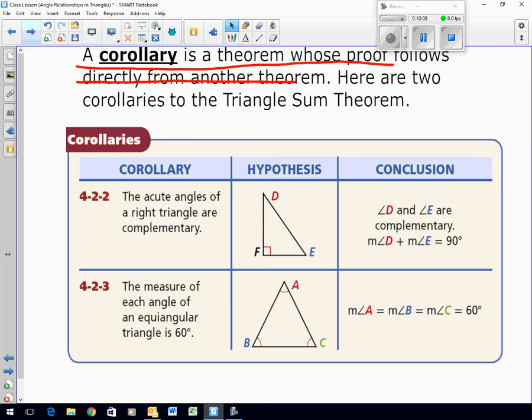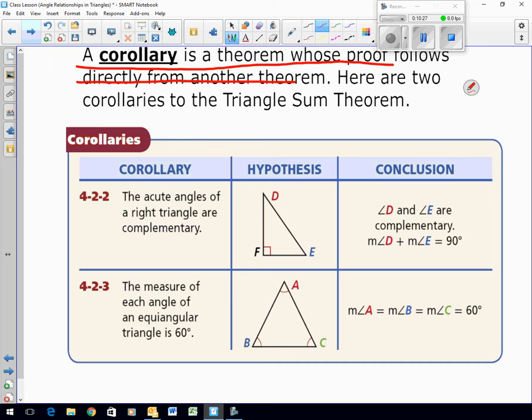You have supplementary and complementary. Supplementary, a sum of 180. Complementary, a sum of 90. Okay? Right? Supplementary is the sum of 180. Complementary is the sum of 90.